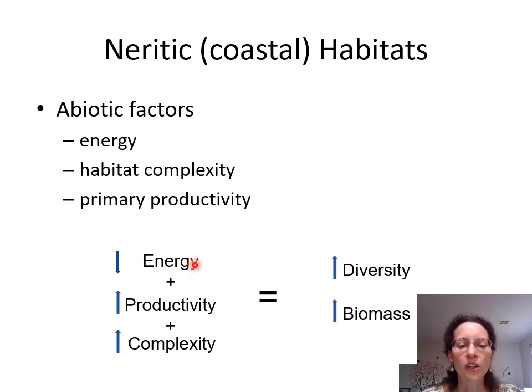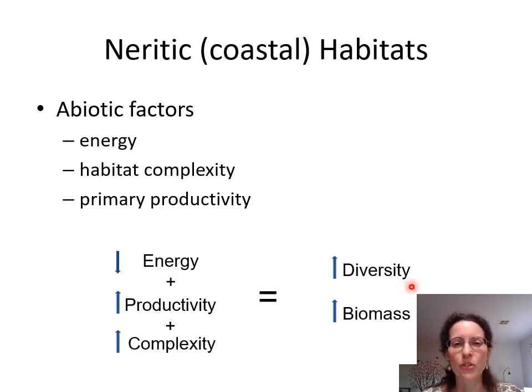If you have an area with low energy, high productivity, and high complexity, so this is low energy, not a lot of dramatic wave action, high productivity, so you've got lots of nutrients available to start that food chain, and high complexity, so you have a habitat that has lots of those little hiding places, either for food or for a refuge. If you have these three conditions, then you're going to see high diversity, lots of different types of fishes, and high biomass, lots of numbers of those types of fishes.